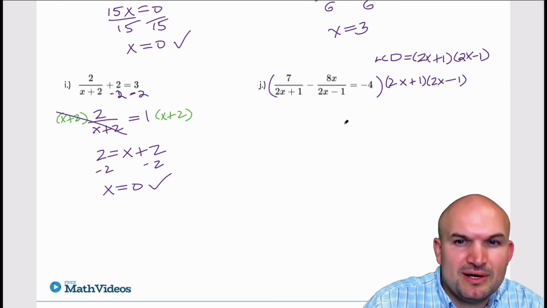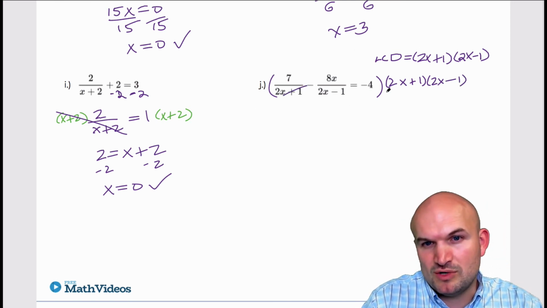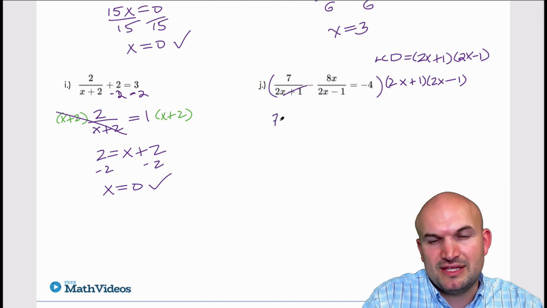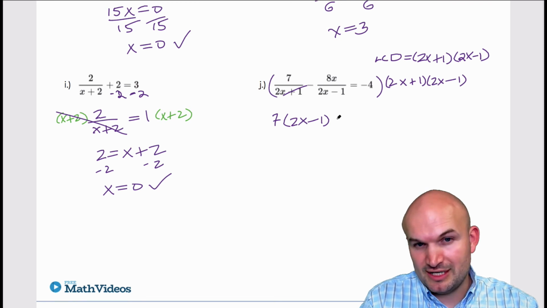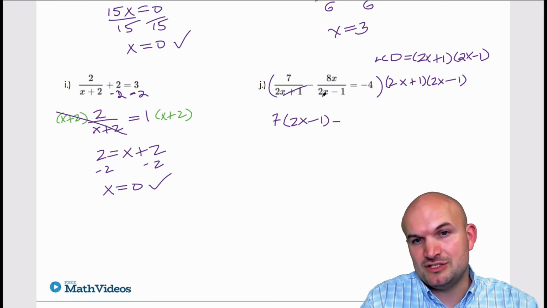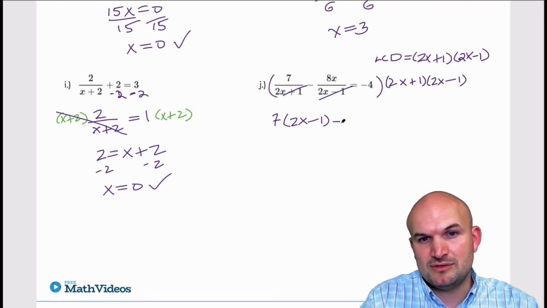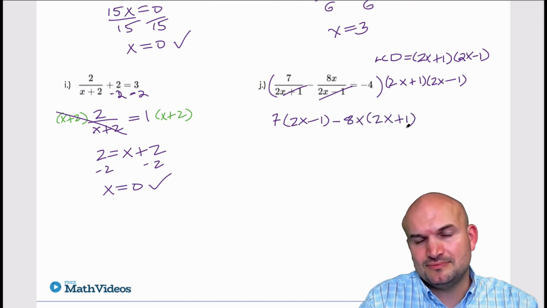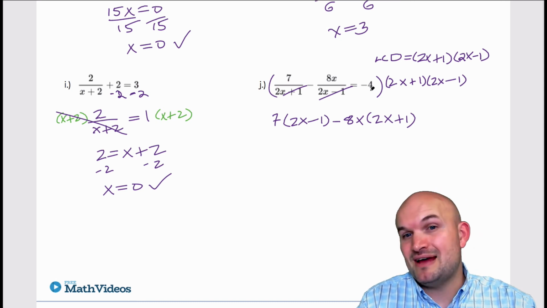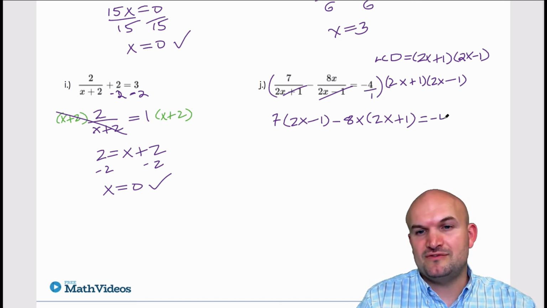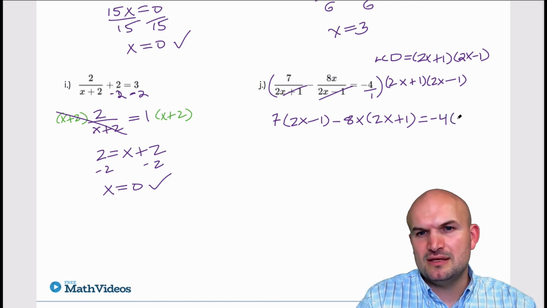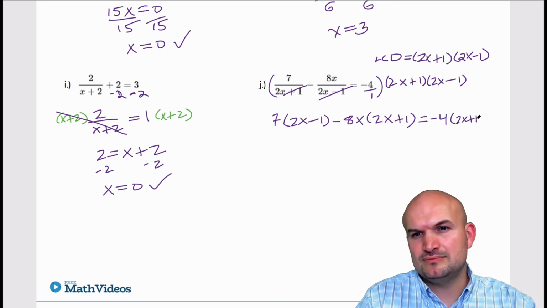Okay, so when I multiply this, you can see my 2x plus 1s will divide out. So I'll be left with a 7 times 2x minus 1. Make sure you're here, I'm going to have a negative. My 2x minus 1s will divide out. So I'll be left with a negative 8x times 2x plus 1. And then here, I don't have a denominator in this case. So therefore, it's going to be equal to a negative 4 times the 2x plus 1 times 2x minus 1.